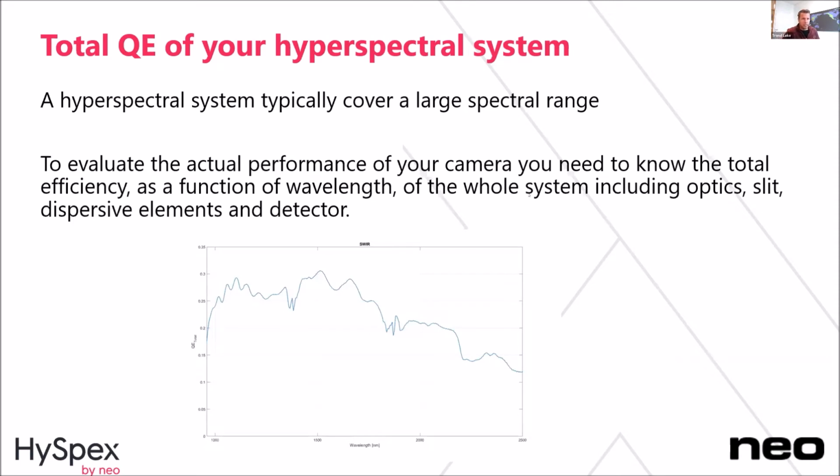Yeah, and then it's the total quantum efficiency of your hyperspectral camera. So a camera typically covers a large range. Our cameras, as you saw, this was the silicon range. Now this is the MCT range, so it goes from 950 to 2500. To evaluate how sensitive your camera is, you need to know the quantum efficiency of your whole camera. That means including all the optics, the dispersive element, and your detector elements for the whole range. And this is a curve for one of our 384 cameras.